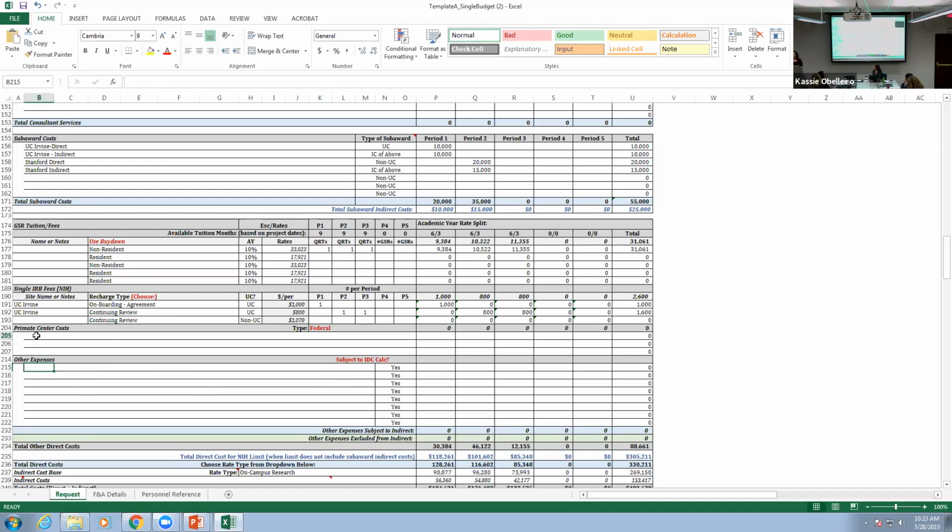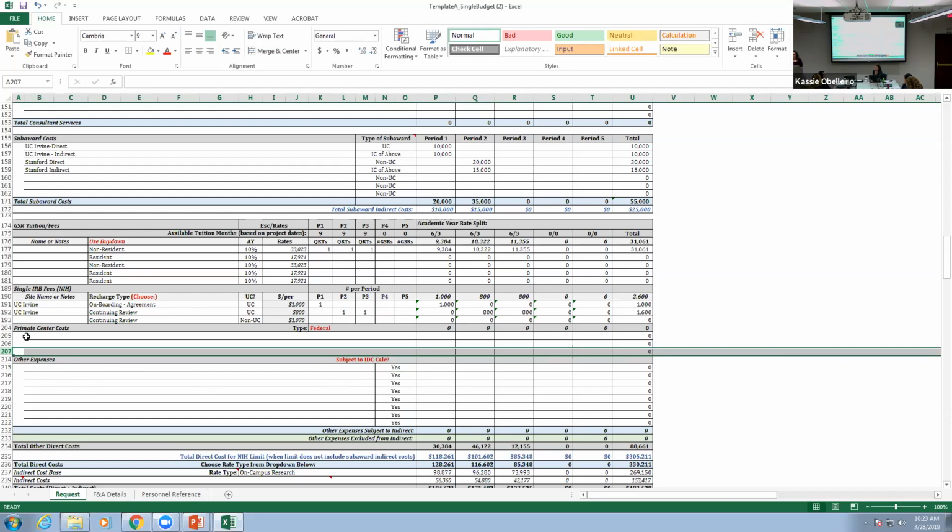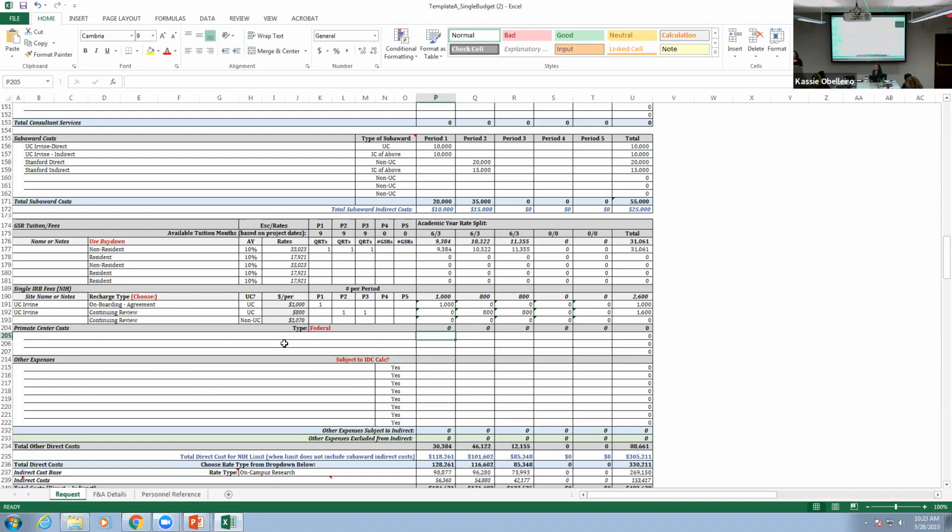Okay, so primate center costs, you'll notice there's some lines here. These are for recharge rates at the primate center. They usually give you a budget if you involve primates. Those have a whole different indirect cost rate. So you want to put those here if you had those. And then, watch, I'll show you, let's say you had $10,000, you're going to do some work with the primates.